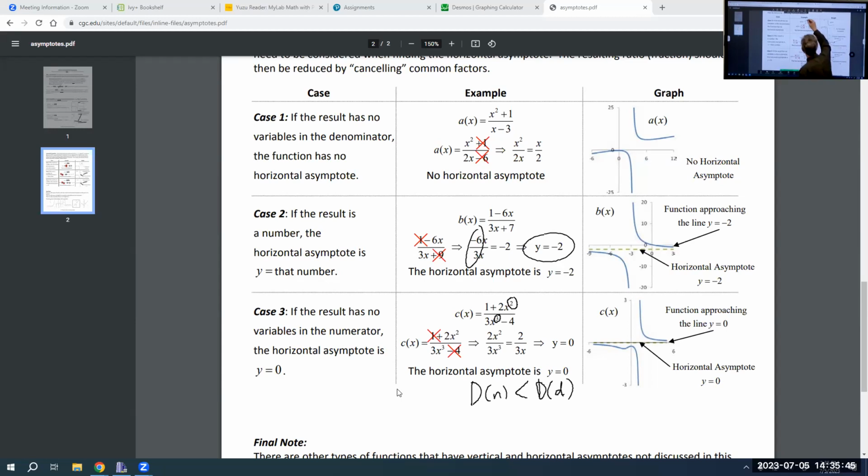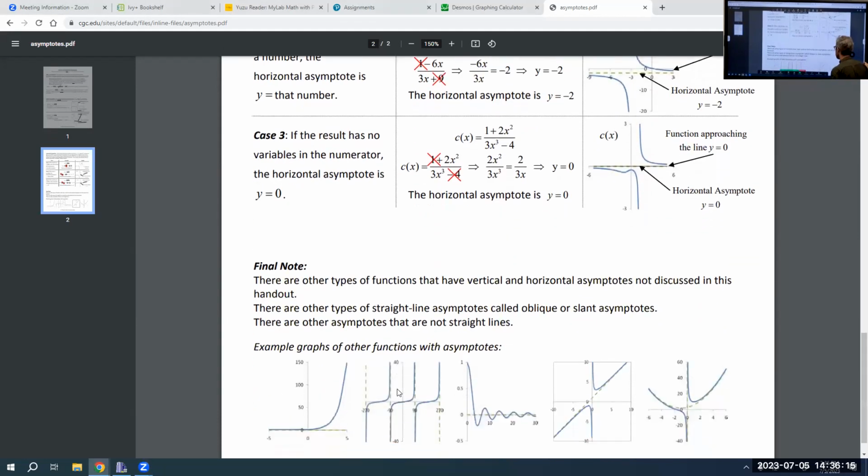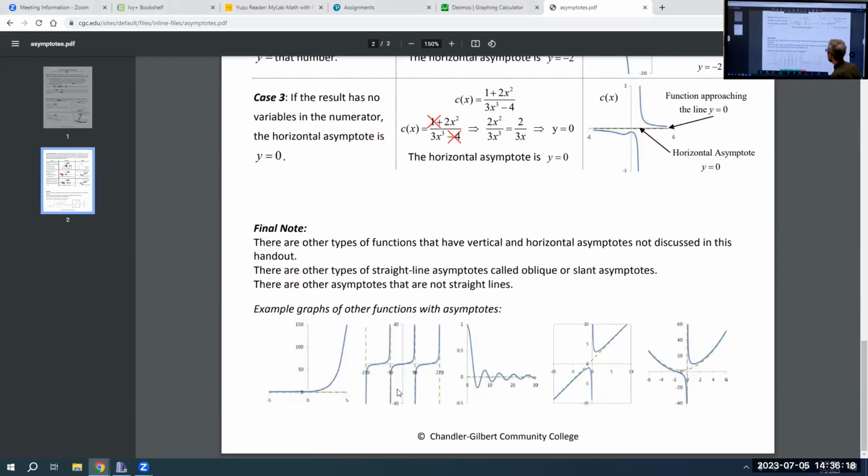So again, notice if the degree of the numerator is larger than the degree of the denominator, there's no horizontal asymptote. And then the fourth case, I guess, is the slant asymptote. It's in the homework, and I'll show you which problems those are. Those are probably the hardest, but it will be okay. We'll get to it. Does it talk about slant asymptotes? I don't see it. That's okay. We're going. So those are your 3 cases.